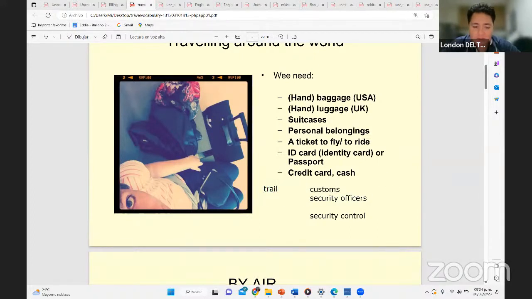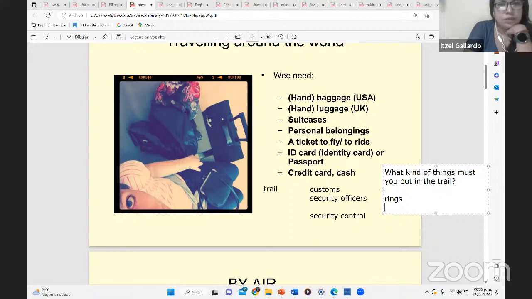Entonces, what kind of things, qué clase de cosas, qué tipo de cosas must you put in the tray? ¿Qué tipo de cosas debes de poner en esa charola? En la seguridad. So they start, you need to, for example, if you have any rings, for example, un anillo, right? Rings. ¿Qué más ponemos en la charola de seguridad? Metal accessories. Okay, any metal accessories.